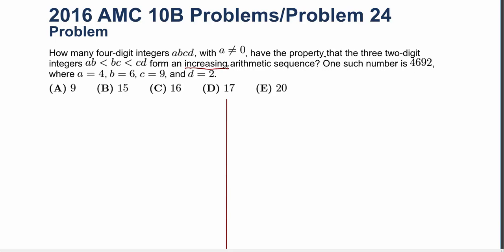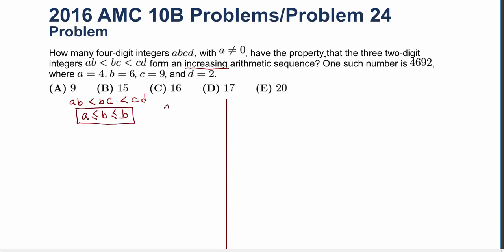That is an increasing sequence, so AB is less than BC, which is less than CD. From here we can find something. Digit B is greater than or equal to A, and digit C is greater than or equal to B, isn't it? Right, that's true.